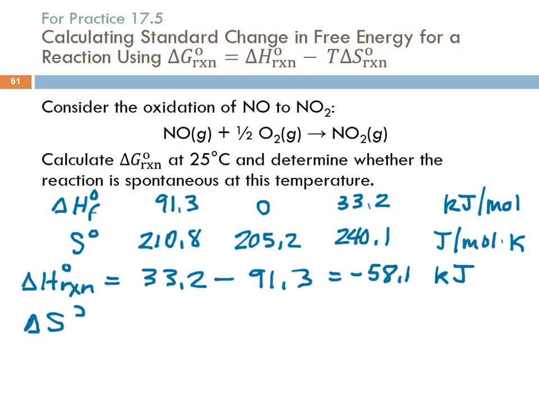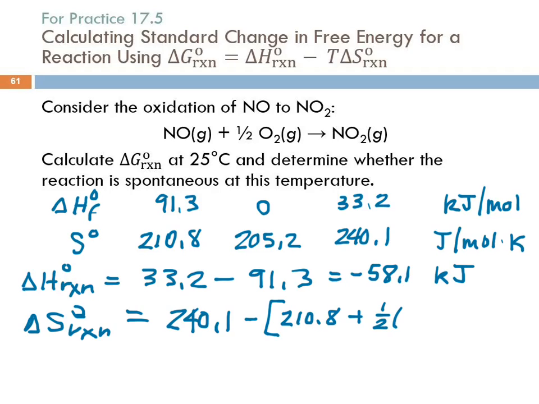Delta S for the reaction, same idea. So we've got 1 times the entropy for the product, 240.1. And we're going to subtract the reactants. So we've got 1 times the entropy of NO, 210.8, plus half of the entropy for the oxygen, 205.2.